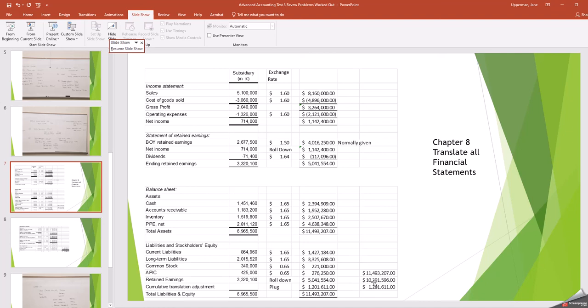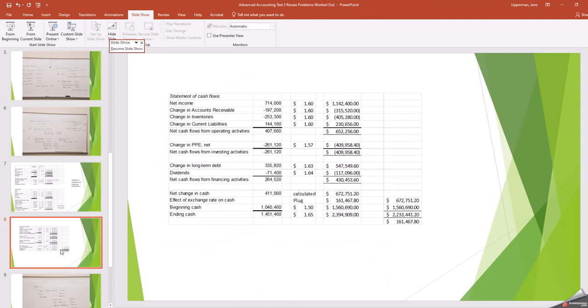So then what I've done over here is I've done a subtotal. If I added everything up prior to getting to this last line, I had $10,291,596. I need my assets to balance with my liabilities and my equity, so I need a plug in there. So I subtract those and I see, okay, the cumulative translation adjustment is my plug, and it's $1,201,611. Then if we move to the next slide, then we've got our statement of cash flows.